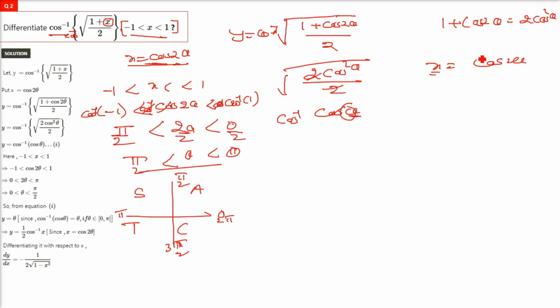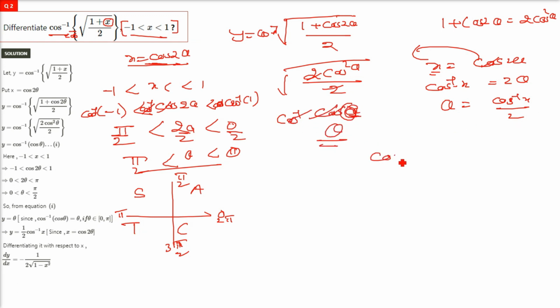If you take cos inverse on both sides, cos inverse x is going to be 2 theta. So theta is going to be cos inverse x divided by 2. So differentiating theta means differentiating cos inverse x by 2. That's what your answer will be. Now you have to differentiate d by dx. Cos inverse x we already know, it is negative of 1 by under root 1 minus x square. 2 is already there. This is your final answer.